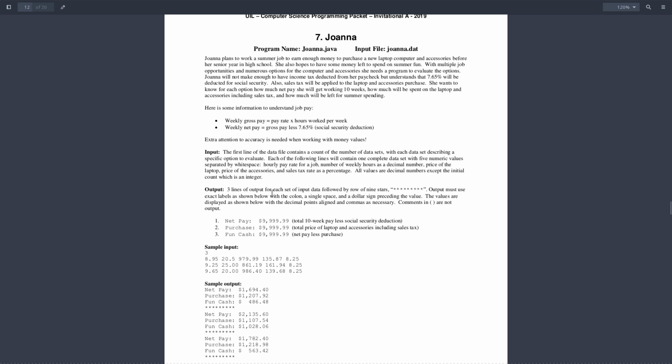And we're going to output 3 lines, followed by some stars, 9 stars in particular. And we have net pay, purchase, fund cash. So that's net pay minus purchase. So not super complex math here, but it's a little tricky. In this case, we're actually told how many things we're going to be reading in total. So we're going to use a slightly different loop for this.